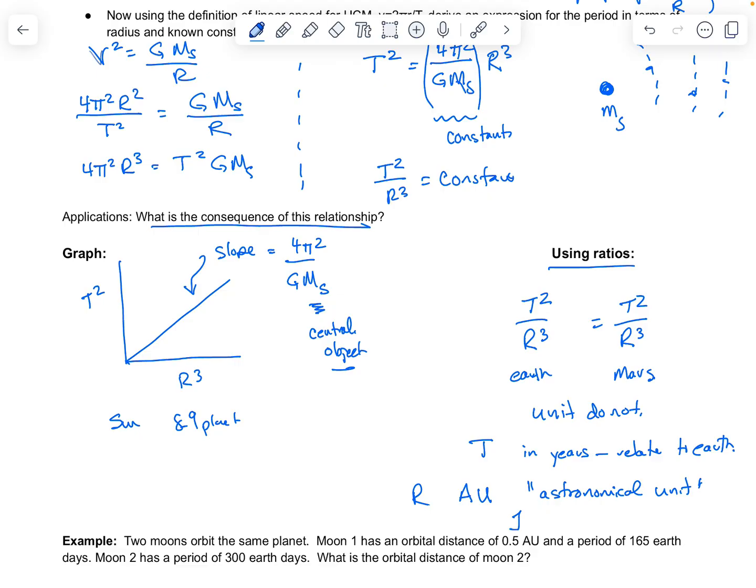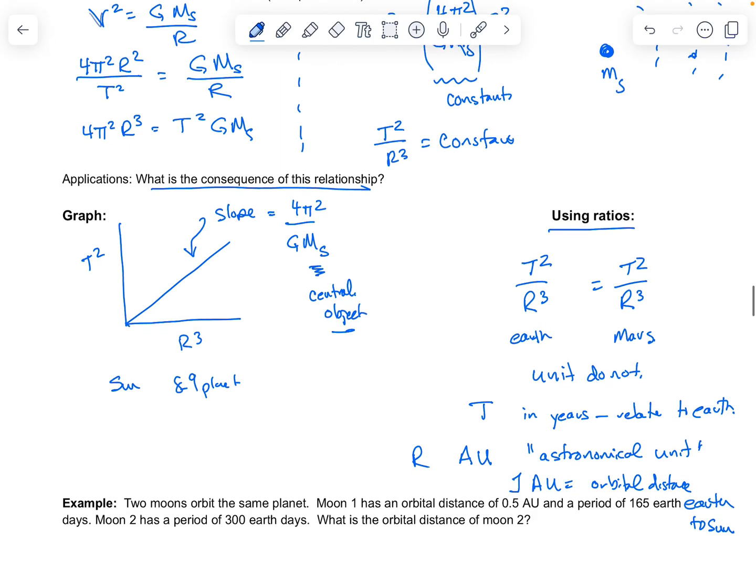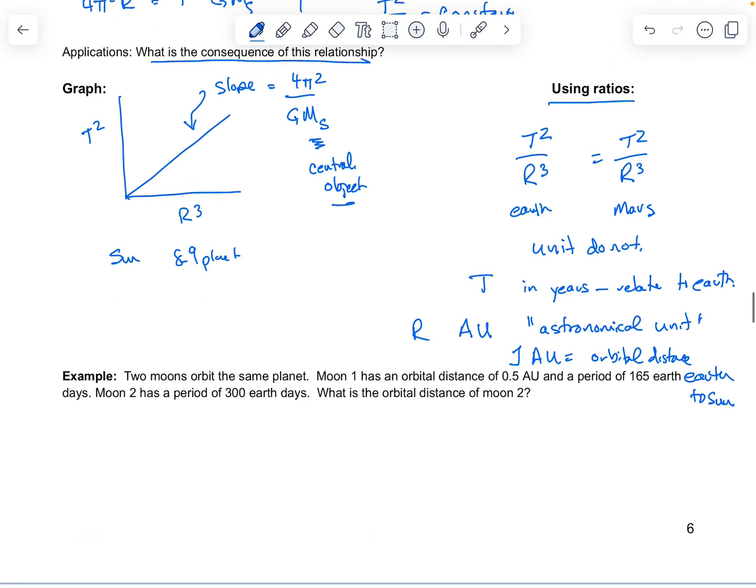So 1 AU is equal to the orbital distance of the Earth to the Sun. So you can have like 3, 4, 10 AU, which is much more easily dealt with than having to deal with tens of thousands of kilometers of distance and plugging all that in our calculator. So let's look at a very simple application. If you have two moons orbiting the same planet, again, that is very key. So I have one planet in the middle here, and we have two moons.